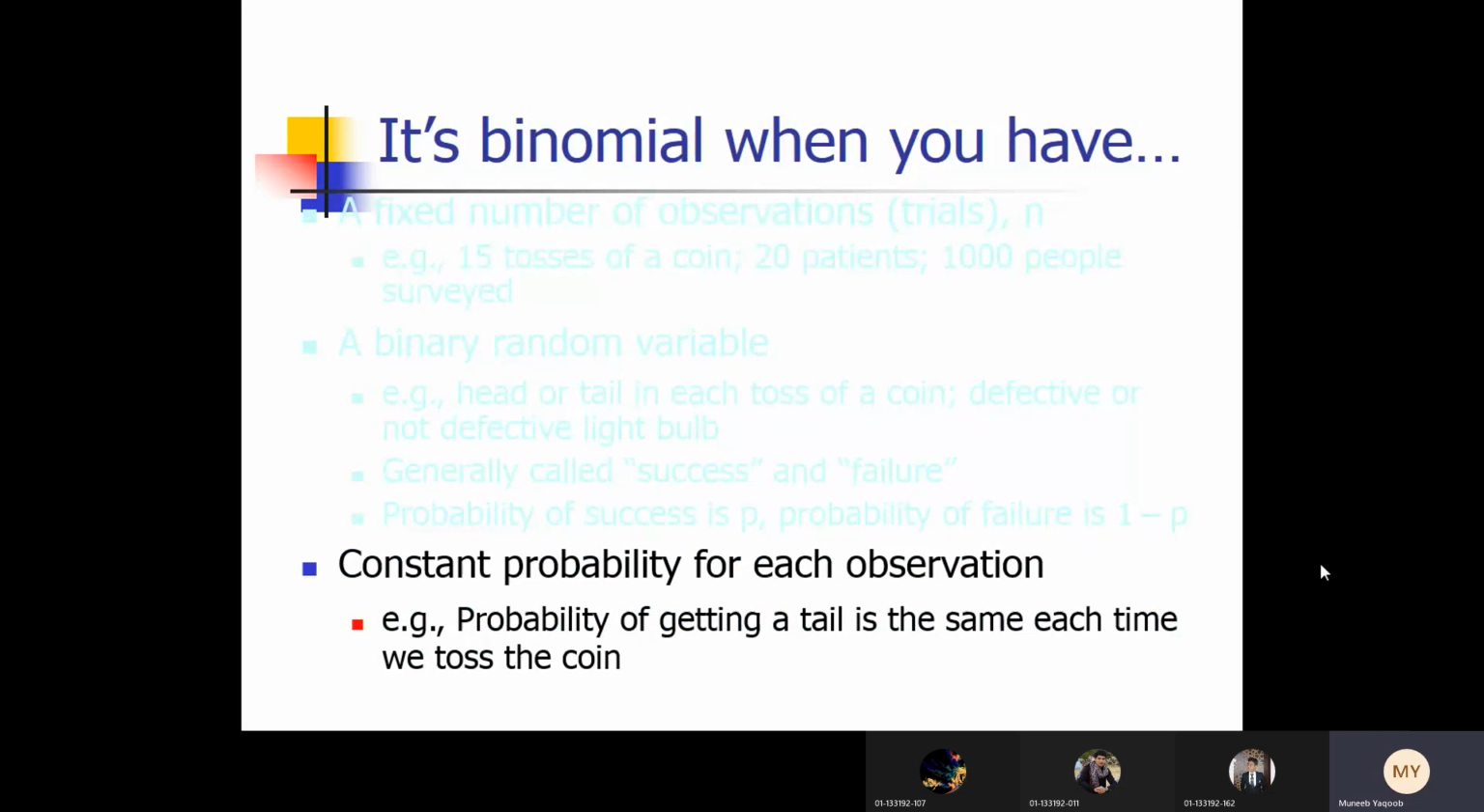Now, another requirement for application of binomial distribution is that the probability of success and the probability of failure must both be constant. Since the experiments are independent, no matter how many times the experiment is repeated, the probability of success or failure remains the same. For example, if you toss a coin, then the probability of head is 1 over 2, and no matter how many times you toss the coin, every time the probability of head remains the same, that is 1 over 2.